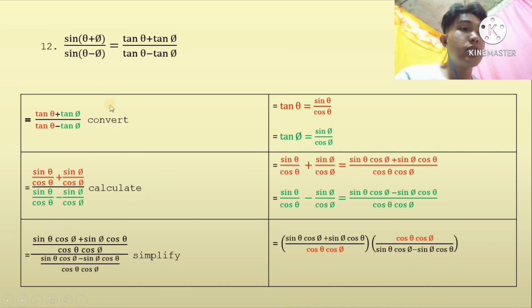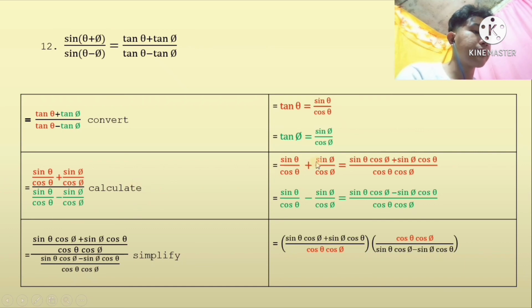Next number. So let's prove this expression. Let's use the right hand side: tangent theta plus tangent phi over tangent theta minus tangent phi. So convert into sine and cos. Tangent theta is equal to sine theta over cosine theta, and tangent phi is equal to sine phi over cosine phi. Our equation will be sine theta over cosine theta plus sine phi over cosine phi over sine theta over cosine theta minus sine phi over cosine phi.